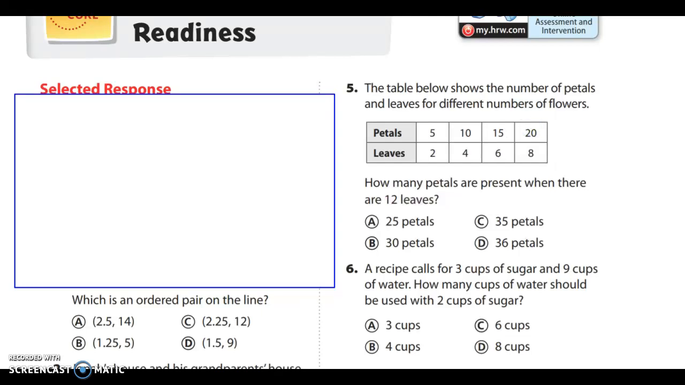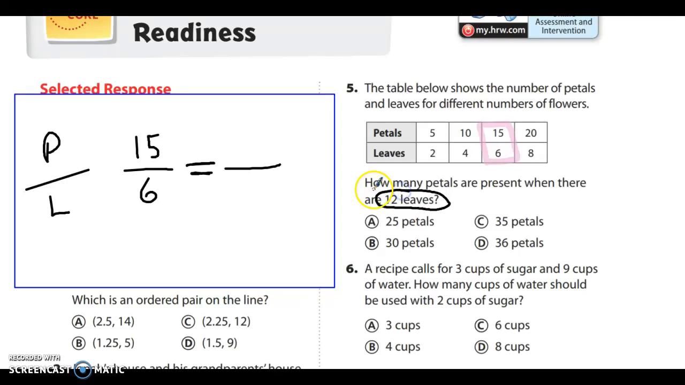If you were setting this up from scratch, you would do this. You would take this information and write a ratio as petals over leaves. And 15 petals is 6 leaves. That's straight out of our table. And we're trying to figure out 12 leaves, so that's going to be our second term. Notice we put leaves as our second term here. And then the math to get my unknown here is to go times 2. 6 times 2 is 12, so 15 times 2 is going to be 30 petals. It's B.